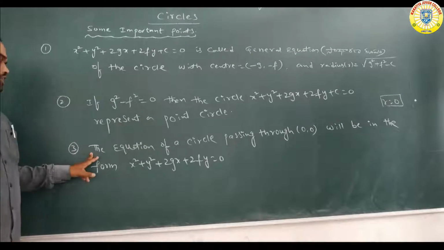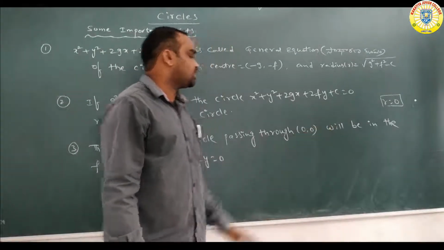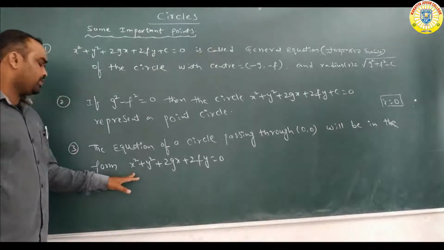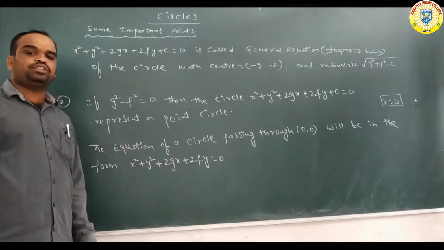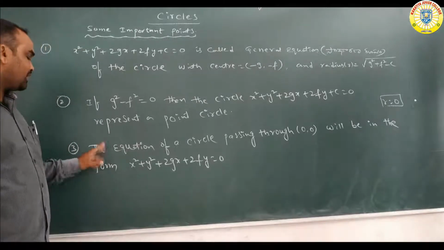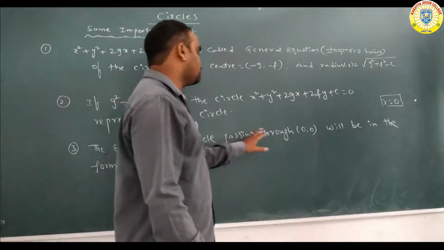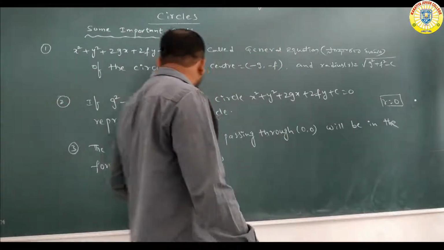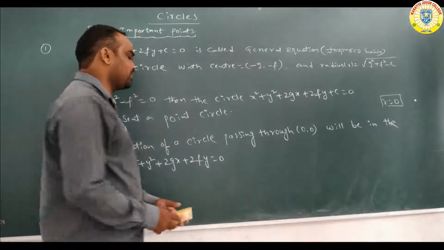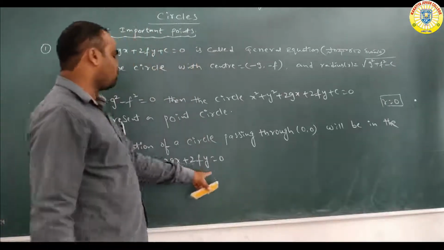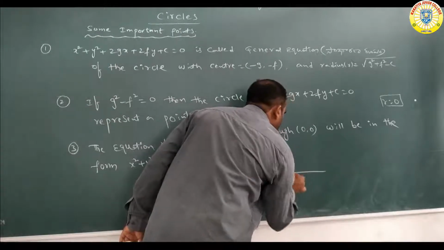Third important concept, the equation of the circle passing through 0, 0 will be in the form x square plus y square plus 2gx plus 2fy is equal to 0. Again repeating, the equation of a circle passing through 0, 0 will be in the form x square plus y square plus 2gx plus 2fy equal to 0.